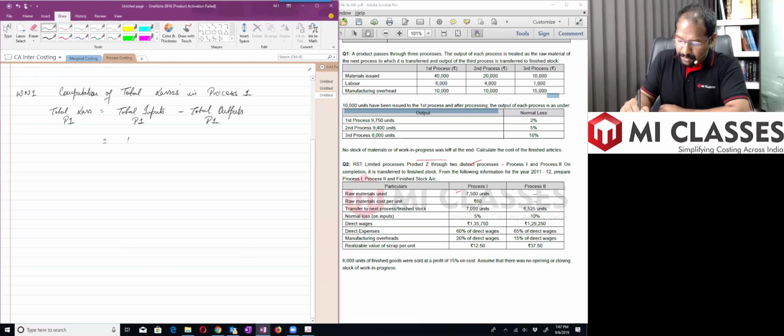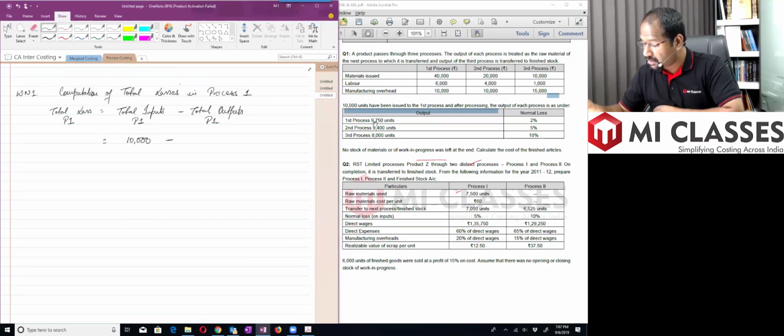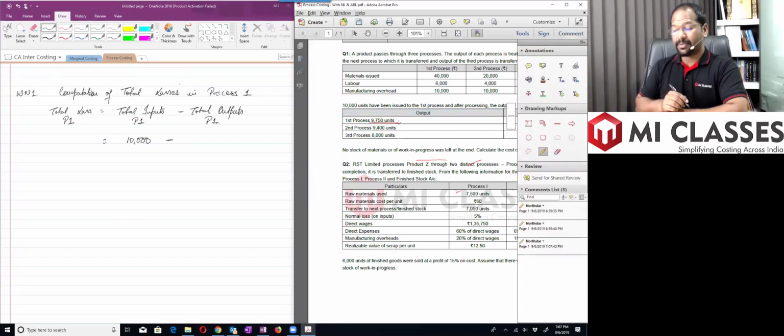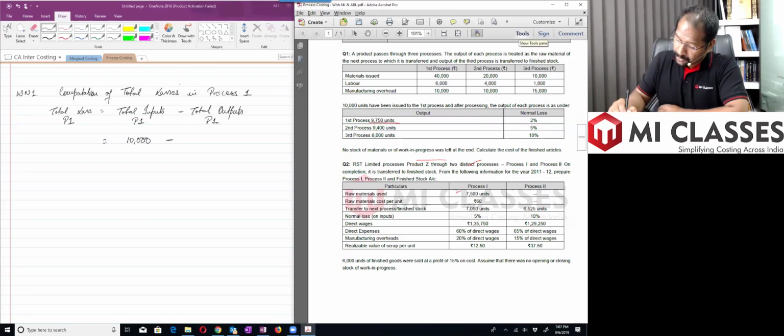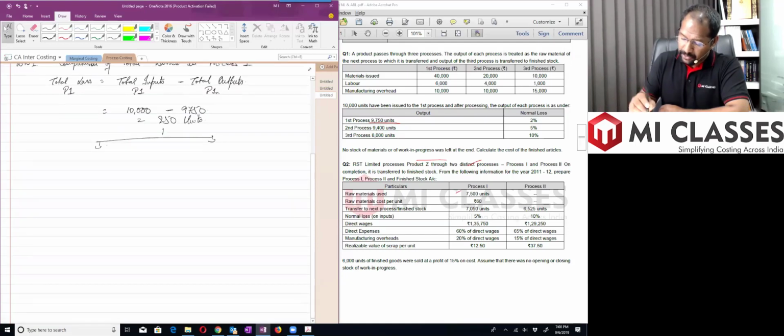So how much is the total inputs of process 1? 10,000 minus what is the total output of process 1? If you look here, my total output of process 1 is 9,750. Comfortable? So how much is my total loss? 250 units. Now this 250 units I can divide into normal loss and abnormal loss.